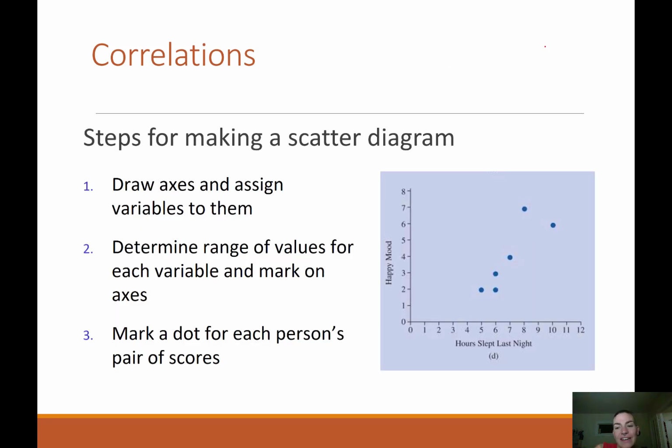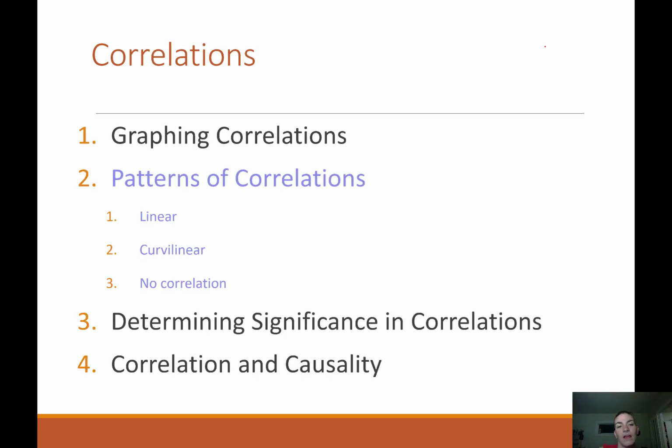So hopefully, if you did make your own scatter plot with the data on the previous slide, you ended up with something that looks like this. We're typically graphing correlations so that we can identify some sort of pattern in the relationship. And there are 3 types of patterns we could identify by looking at the scatter plot. We could identify a linear pattern, a curvilinear pattern, or a pattern that suggests there's no correlation, which is essentially no pattern at all to detect.